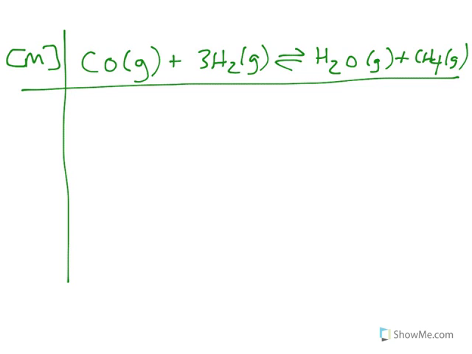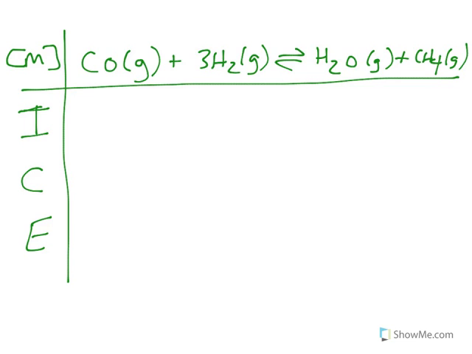And then, hence the name ICE table, I write the 3 letters I, C, and E. They essentially mean I for initial, C for change, and E for equilibrium. So what that means is I'm going to write the molar concentrations initially across this top row, under each reagent, corresponding to that concentration.